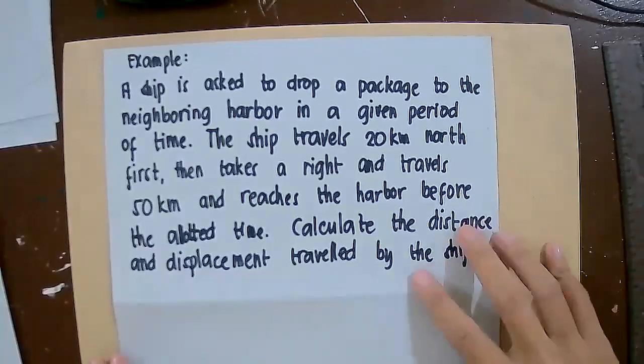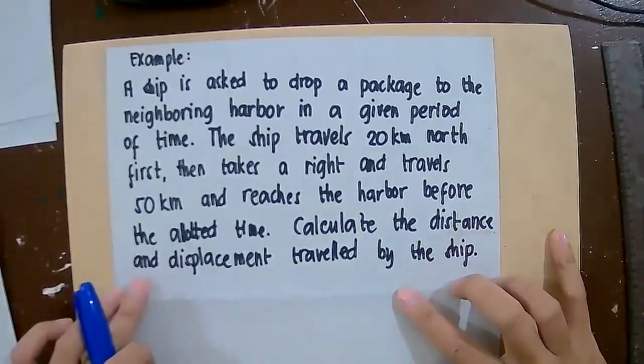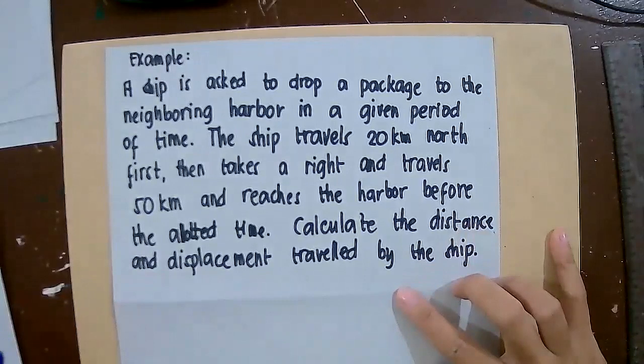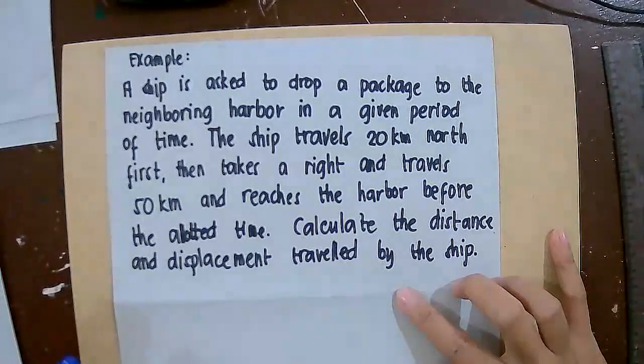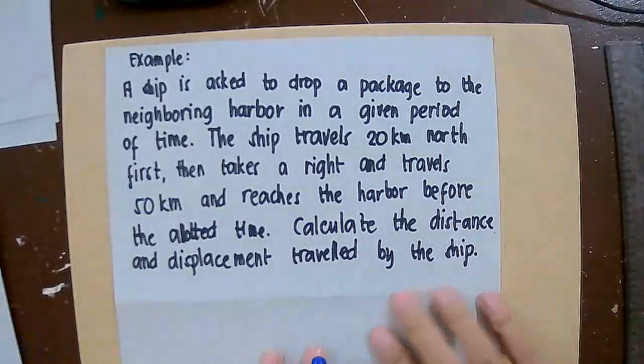Okay, so for the next example, we have here, a ship is asked to drop a package to the neighboring harbor in a given period of time. The ship travels 20 kilometers north first and then takes a right and travels 50 kilometers and reaches the harbor before the allotted time. Calculate the distance and displacement traveled by the ship.